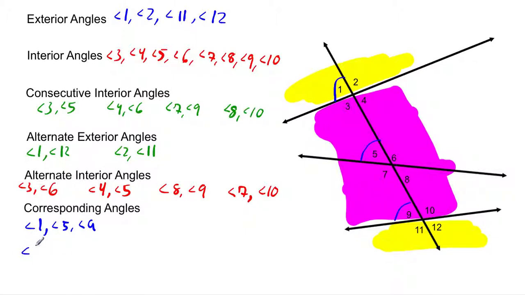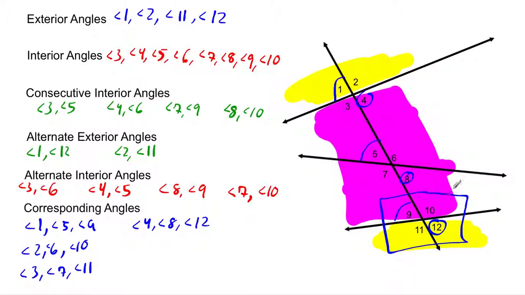We're also going to have angle 2, angle 6, and angle 10. Angle 3, angle 7, angle 11, and angle 4, angle 8, and angle 12, right? 4, 8, 12, that same position, that bottom right corner for each little box of line and transversal.